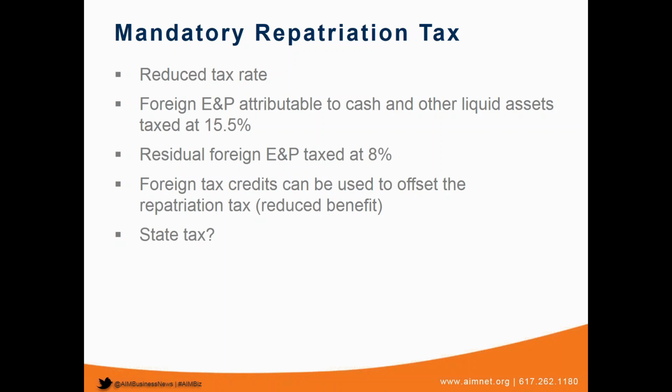Now you are able to use foreign tax credits to offset some of this repatriation tax. So a U.S. company that had foreign earnings that were in a high tax jurisdiction, Germany and France as an example, after foreign credits, their effective tax rate on this repatriation could be 2, 3, 4%. So it isn't that burdensome.